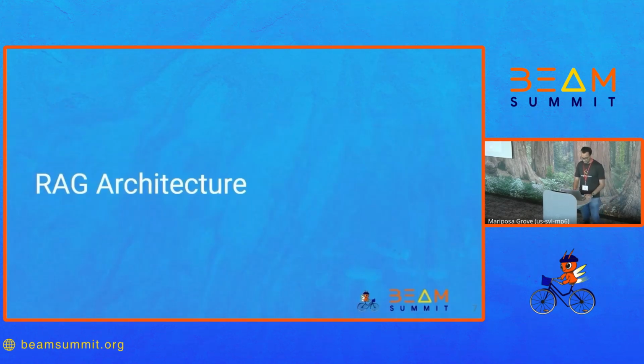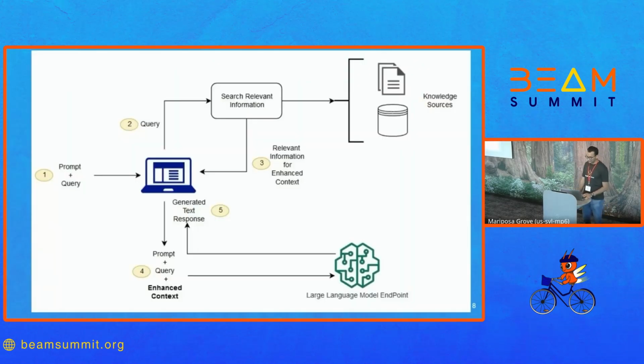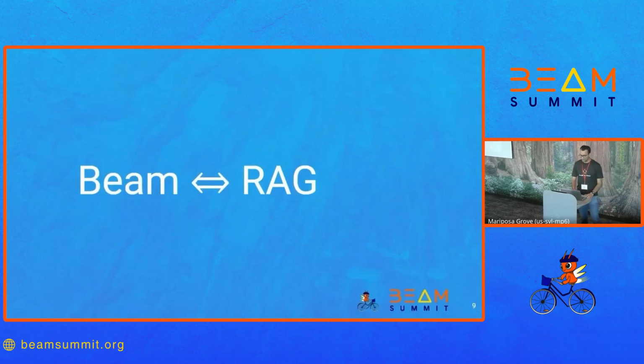So let's quickly look into the RAG architecture. This is a high level overview of how the RAG architecture looks. When the user gives a prompt or a query, we fetch the relevant information from the knowledge source. Once we have the relevant chunks, we augment them into the user prompt to enhance the context. And then we provide this enhanced context to the large language model so that it can generate the answer better.